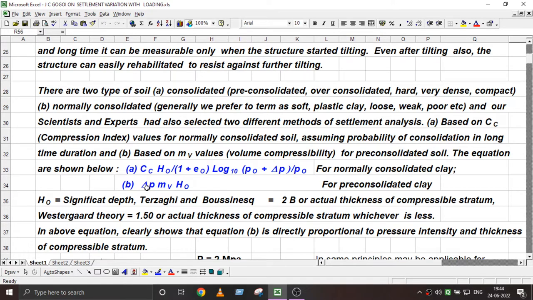For pre-consolidated clay, effective pressure, volume compressibility, H0. H0 is the significant depth, the significant height or thickness of the compressible stratum. Normally we call clay a compressible stratum. Sand is not a compressible stratum. However, we have to calculate settlement for sandy soil also, because in codal provisions there is sandy soil also.